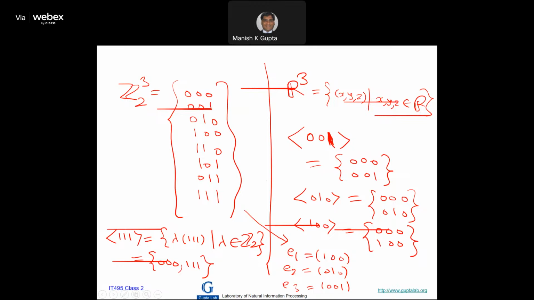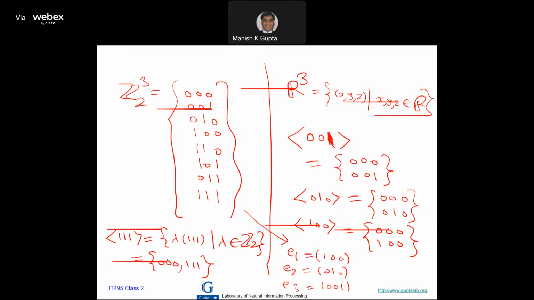Three vectors are a basis in Z2^3. First of all, these vectors are linearly independent: lambda 1 times this plus lambda 2 times this plus lambda 3 times this equal to 0 means all scalars are 0. Second, if I take any vector, say 0, 1, 1, it can be written as 0 times E1 plus 1 times E2 plus 1 times E3. So every vector in the space can be written as a linear combination of these vectors, which means they span the whole space. These two conditions should be satisfied, then we say that it's a basis.